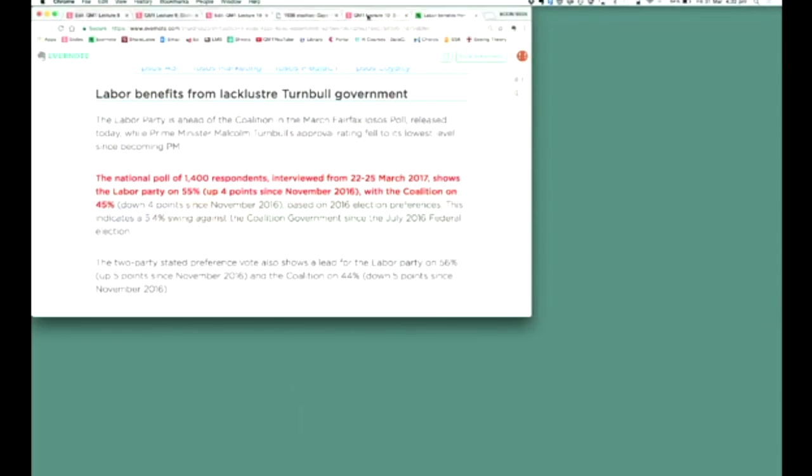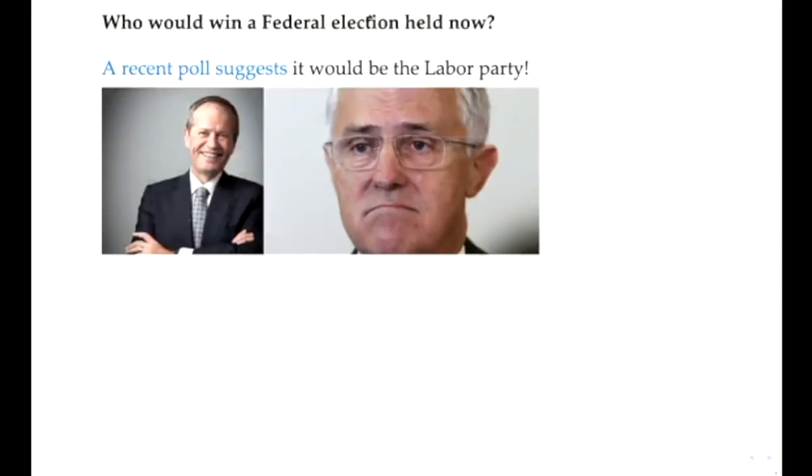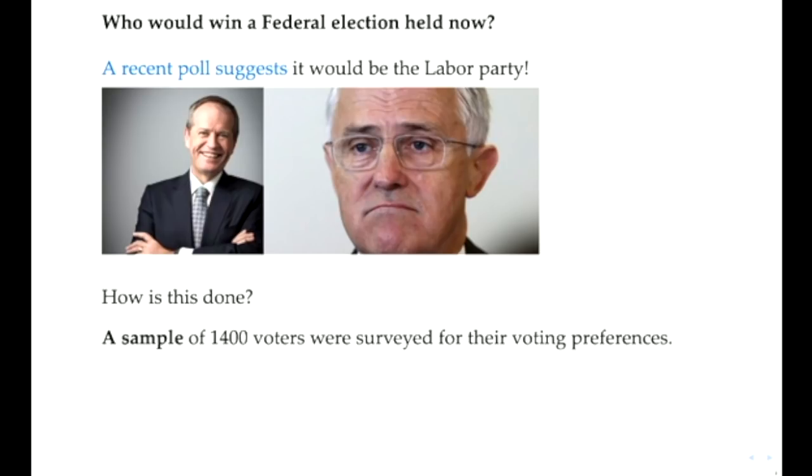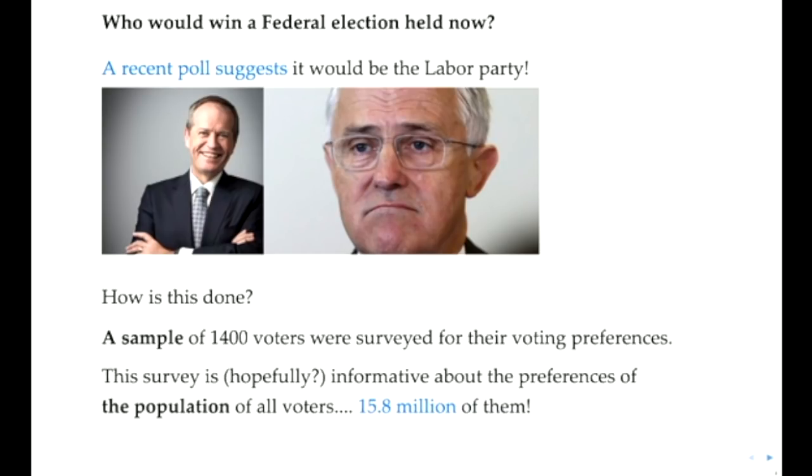All right, how is this done? The sample of 1,400 voters were surveyed. Now, what we're doing by interpreting the outcome of this poll as saying Labor's going to win the election is kind of extending the results from these 1,400 voters to all of the voters who would actually go to the polls in an election.